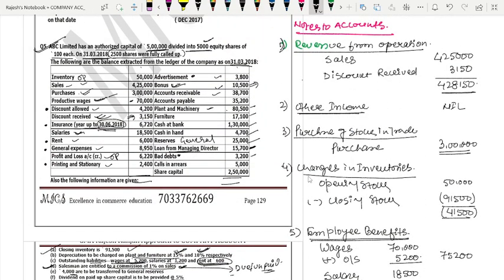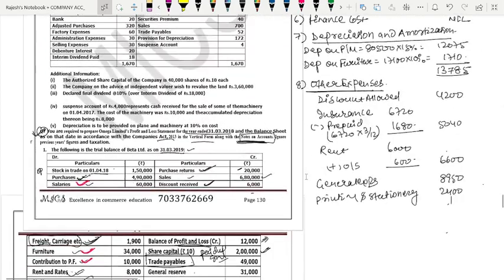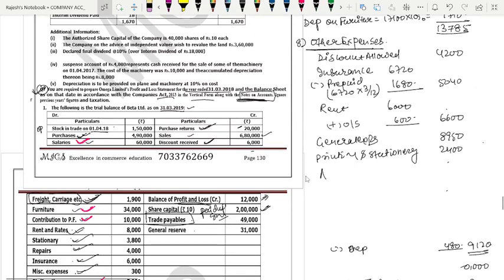Advertisement and bad debt. Bad debt is 3,200 and advertisement 3,800. Advertisement $3,800 and their bad debt 3,200.